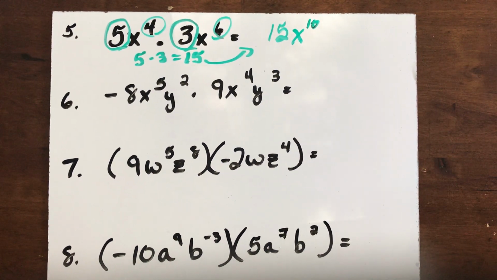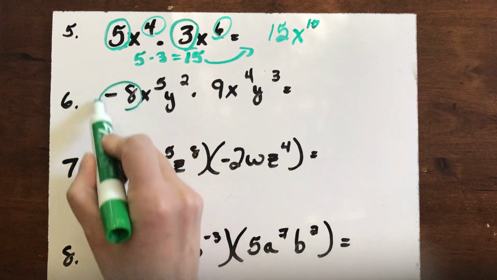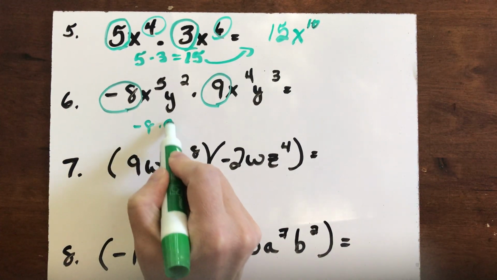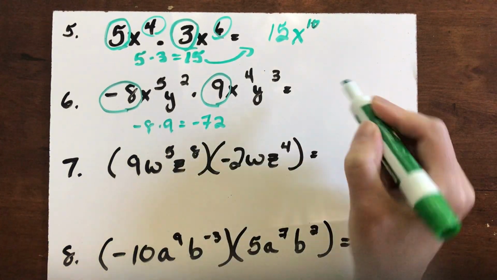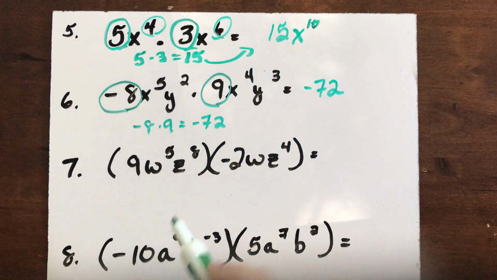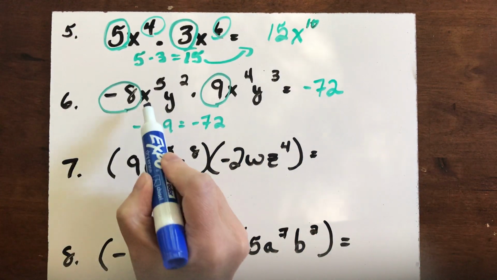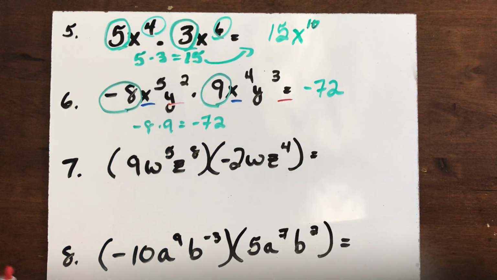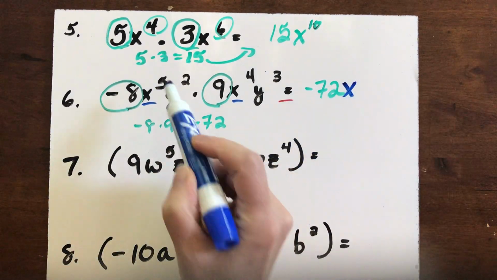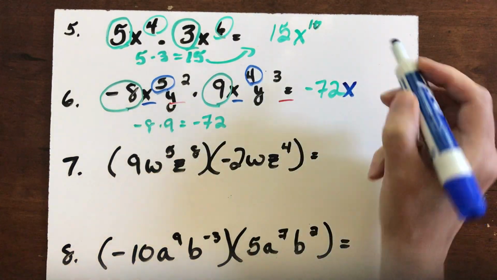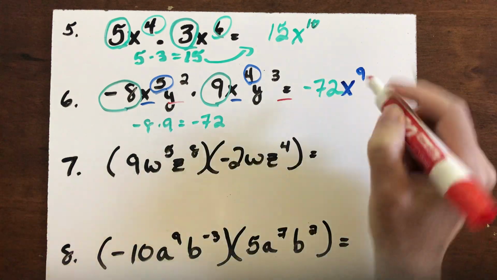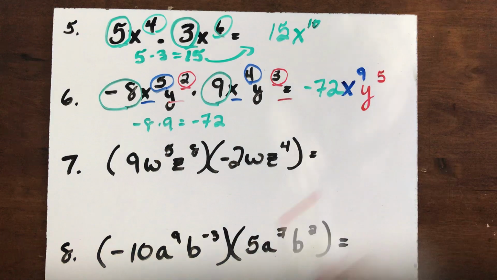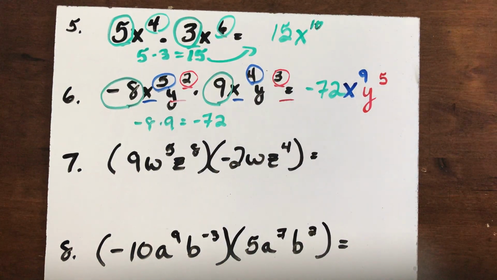Okay. All right, let's look at the second one. Again, our coefficients. We have a negative 8 and a 9. Negative 8 times 9 is a negative 72. So that goes out front. Negative 72. I have 2 different bases. I have x's, okay, and I have y's. So let's look at the x's. I have 5 and 4, and 5 plus 4 is 9. On the y's, I have 2 plus 3, which is 5. So you have negative 72, x to the 9th, y to the 5th.